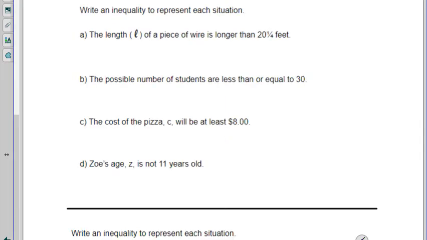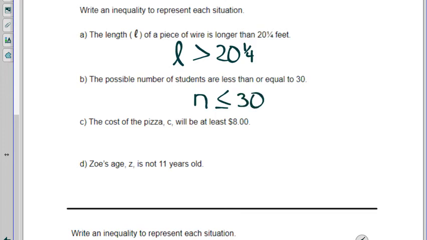All right, for this next situation, instead of trying to graph it, we're going to write an inequality. So the length of a piece of wire, I'll use that cursive L, must be greater than 20 1/4 feet. Okay, there you go, an inequality. The possible number of students, they don't give us a variable there, but I'll call that n for number of students, is less than or equal to 30, just like that.